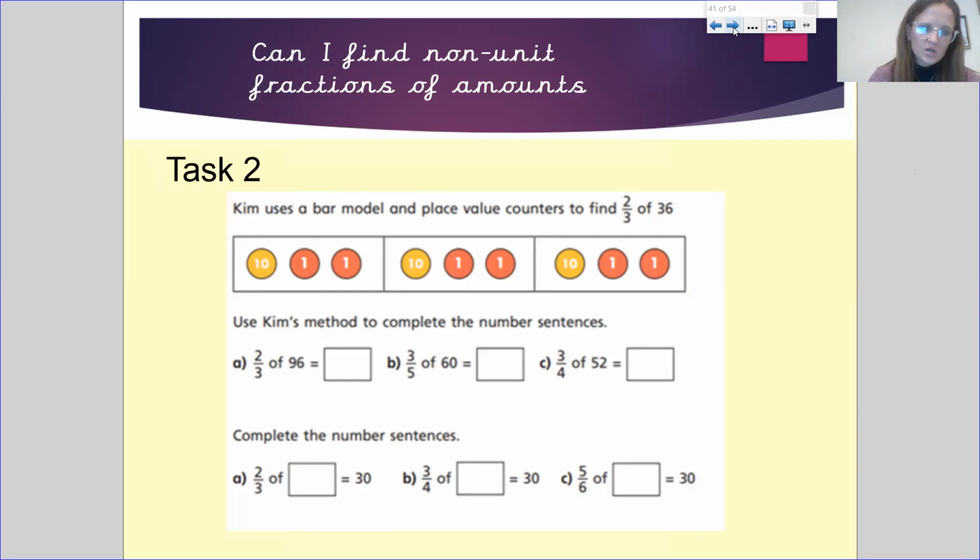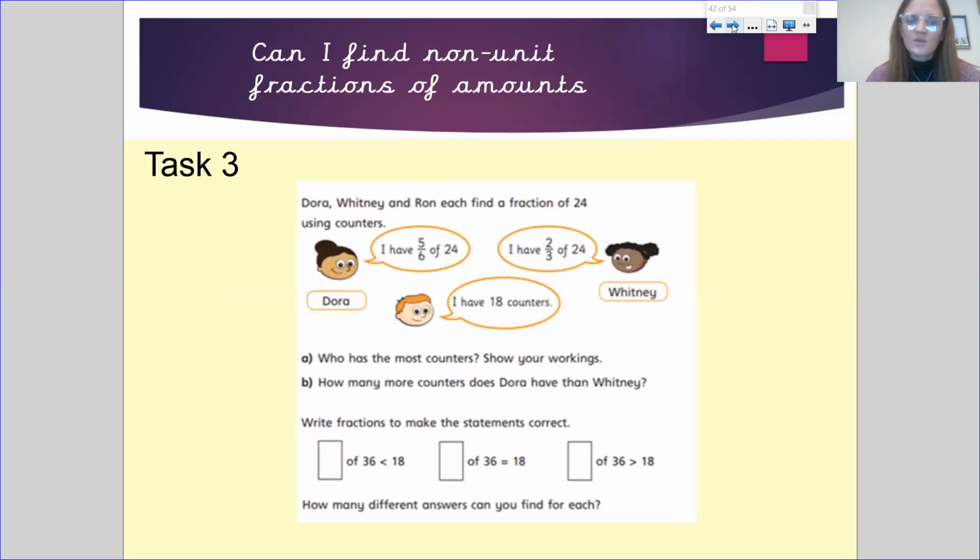Then question 2 of task 2 says complete the number sentences, and I want you to use whichever method works for you to work out those 3 questions. And task 3 says Dora, Whitney, and Ron each find a fraction of 24 using counters. So Dora's got 5/6 of 24, Whitney's got 2/3 of 24, and Ron has got 18 counters, and he's got a fraction of 24. So what fraction of 24 is 18? So who has the most counters? Show your working. How many more counters does Dora have than Whitney? And then write fractions to make these statements correct.